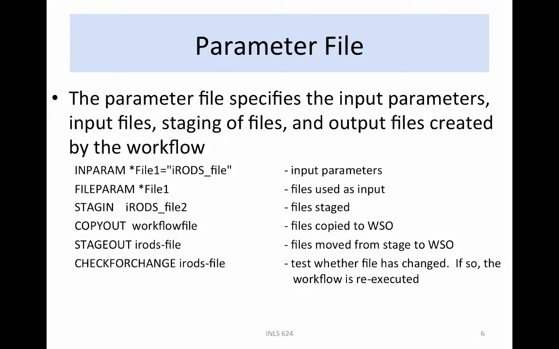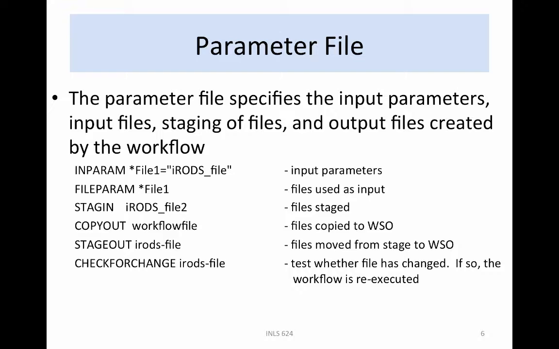The workflow parameter file specifies the input parameters, the input files, how the files are staged, and the output files created by the workflow. The parameters that can be used in the file to denote content are In param star file1 equal irods file, input parameters. File param star file1, files used as input. Stage in irods file2, files staged.